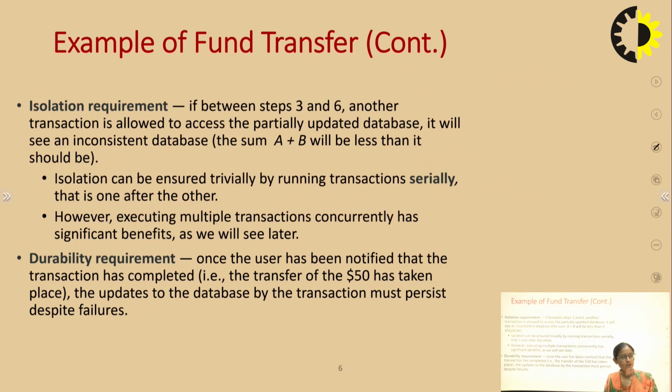So what does isolation say? Isolation can be ensured trivially by running the transactions serially. However, executing multiple transactions concurrently has significant benefit. That is, first we will run transaction T1, and then we will run transaction T2.